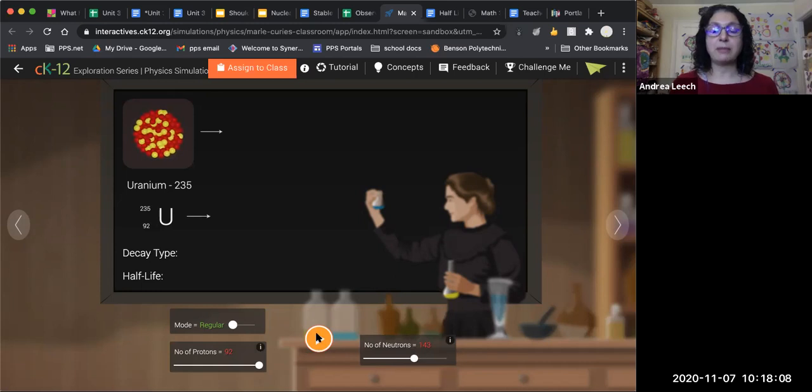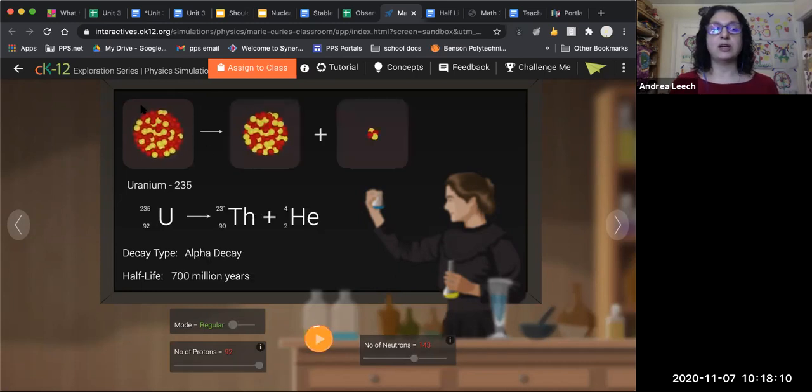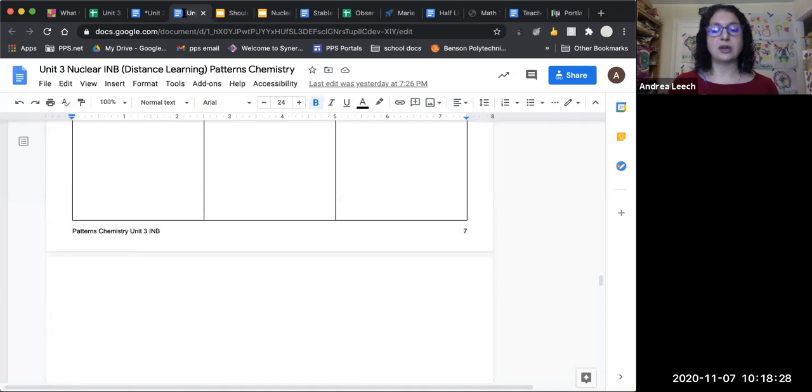And then when you hit the play button, it'll show them what I started with. And see how this is a lot shakier, so it's more unstable. I get to something that's not stable, but more stable, and something else. And then it tells you what those particles are and tells you what kind of decay that is. And so students are going to go through this, and I recommend going through the first one or two with them. And they're going to be recording that in their interactive notebook.